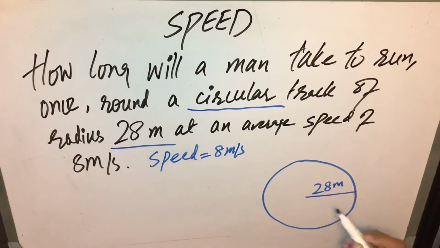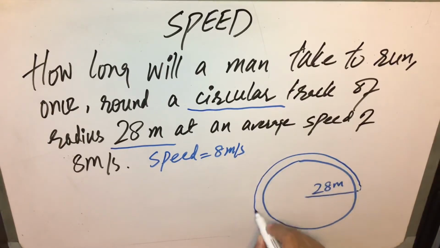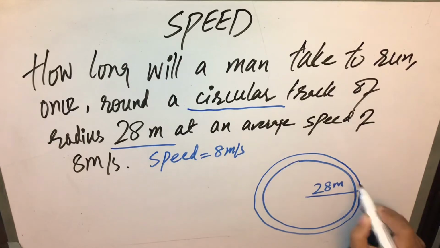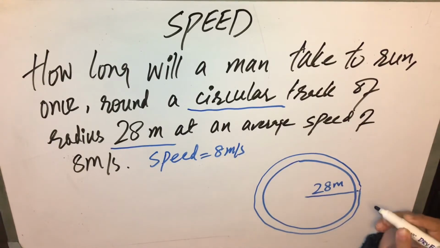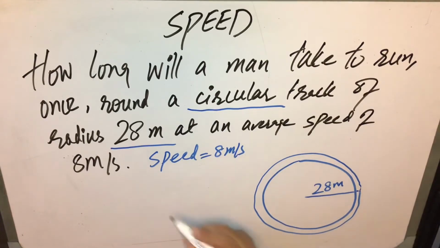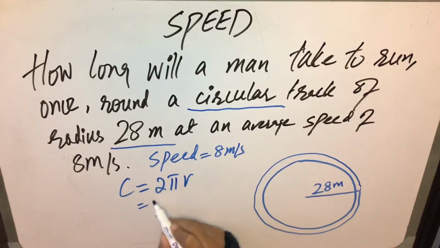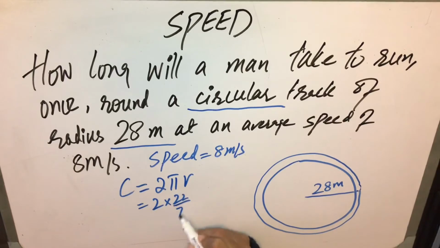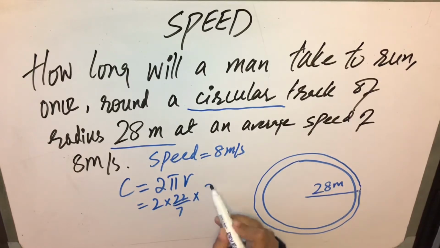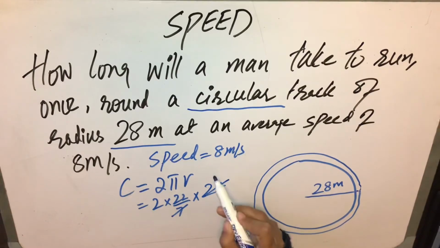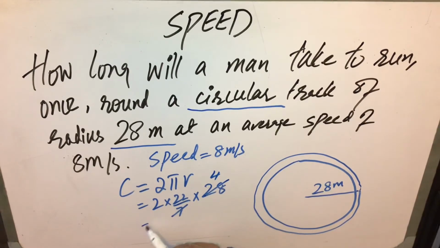The radius of the track is 28. If he starts from here and comes back here, so once he has taken the round of the circular track, it is the circumference of the circle. Circumference of the circle is 2 pi r. 2 multiply 22 over 7 is pi and r is 28. So when we cancel this 7 with 28, 4 times, 44 multiplied by 4 is 176 meters.